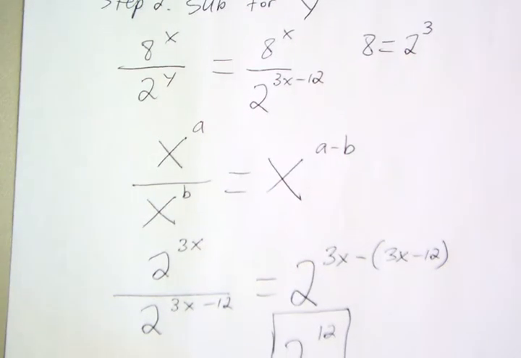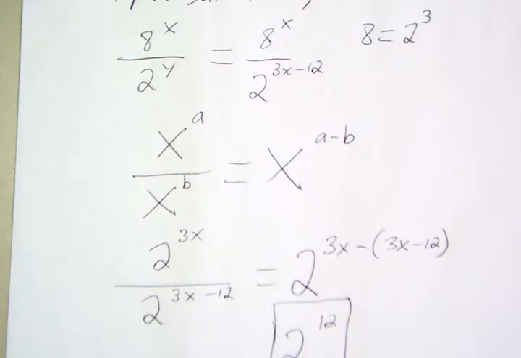When we do that, it looks like this. 8 to the power of x becomes 2 to the power of 3x. On the bottom, we have 2 to the power of 3x minus 12 still. If we subtract the exponents, 3x minus 3x is gone, and minus a negative 12 is a positive 12. So our final answer is 2 to the 12th.